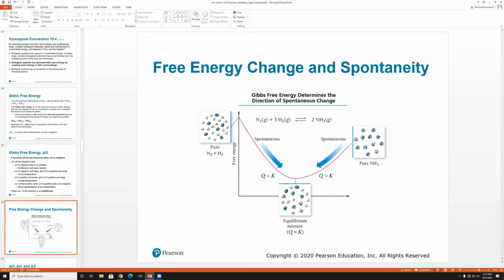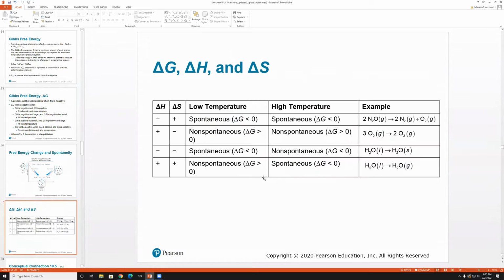Here comes equilibrium again. If your Q value, which is your reaction quotient, is less than K, that means the spontaneity will happen in the forward direction. And when Q is greater than K, that means the spontaneity will happen in the reverse direction. So we can say how spontaneous a certain reaction is forward and reverse. And here's a table showing that.